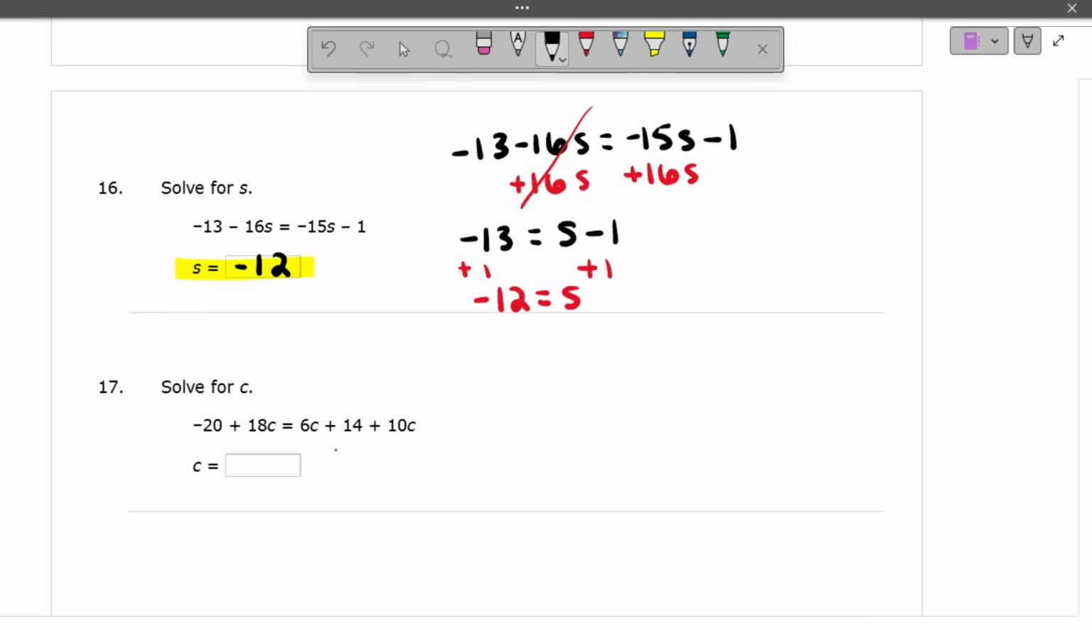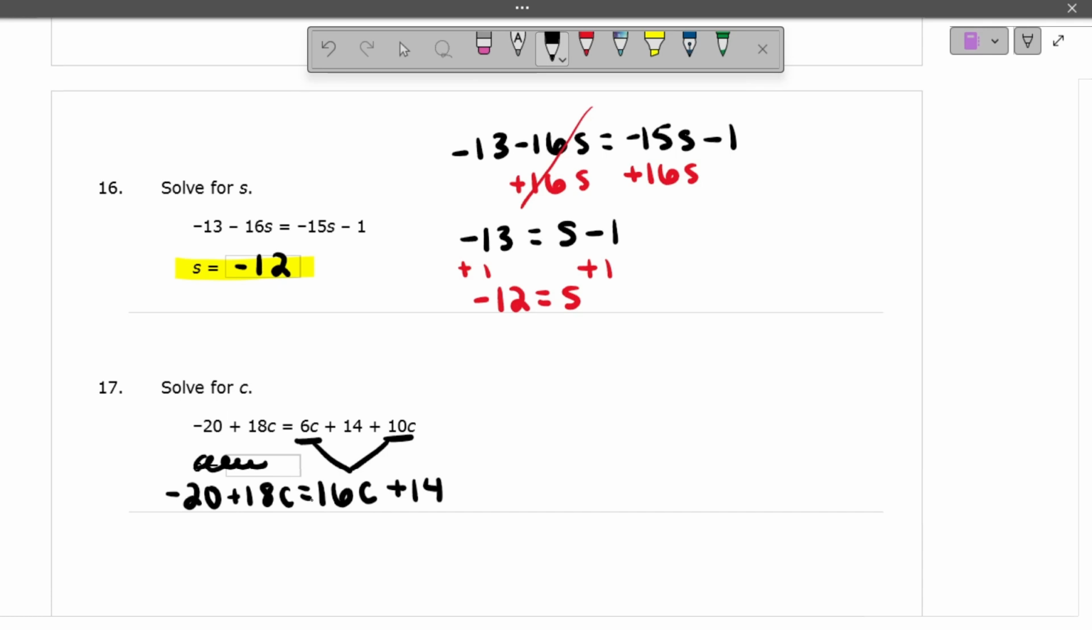All right, solving for C, it looks like we need to combine some more like terms here. On the left, we have a negative 20 and an 18C, so we don't have to do anything about that. But on the right, we have a 6C, a 14, and a 10C. So this 6C and that 10C need to combine together to be a 16C. And then you can drop down this 14. So I'm just going to cross that out there. We have a negative 20 plus 18C is equal to 16C.